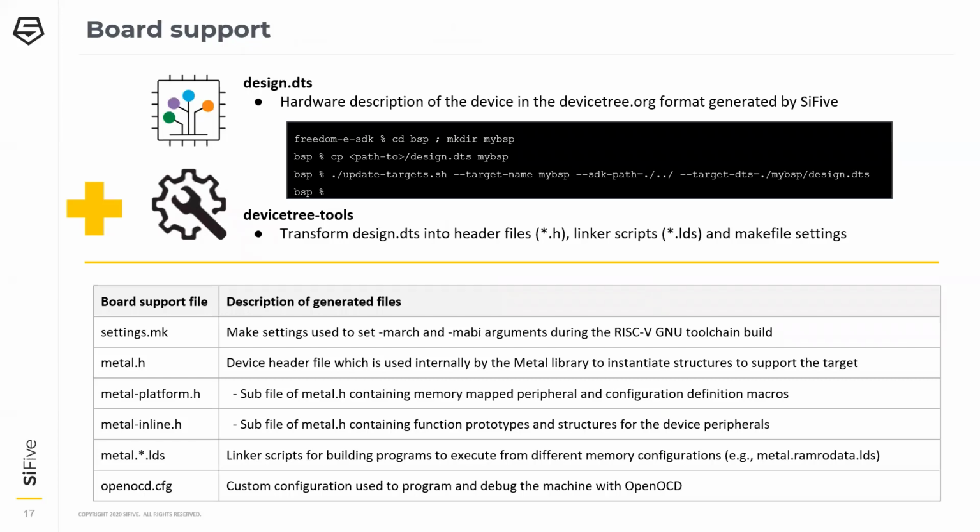Looking at the files it generates, settings.mk has the arch type and ABI type for the toolchain to make sure you build and link with the best options possible for the design. metal.h is a header file and is used by the Metal library. Once a single file that can get very large for complicated designs, it's now a few files that are logically separated. metal-platform.h has the memory mapped peripheral macros and definitions, and metal-inline.h has the function prototypes for small, low-level access to the specifics of the design.